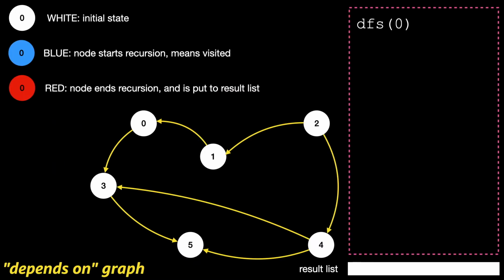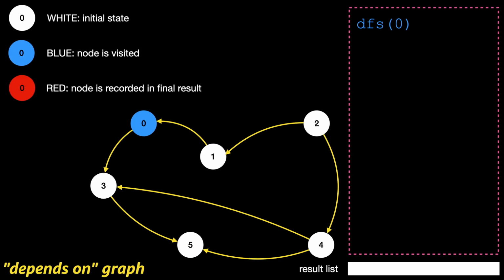Okay, let's go through this DFS approach step by step here. On the right part of the screen we have a purple rectangle, which contains the stack trace of method calls. At the bottom right we have the result list, and we are using the depends-on graph here. We first start with DFS 0, marking it as blue. Then we traverse the outgoing neighbor of 0, which is 3. We start DFS 3. We mark 3 as blue.